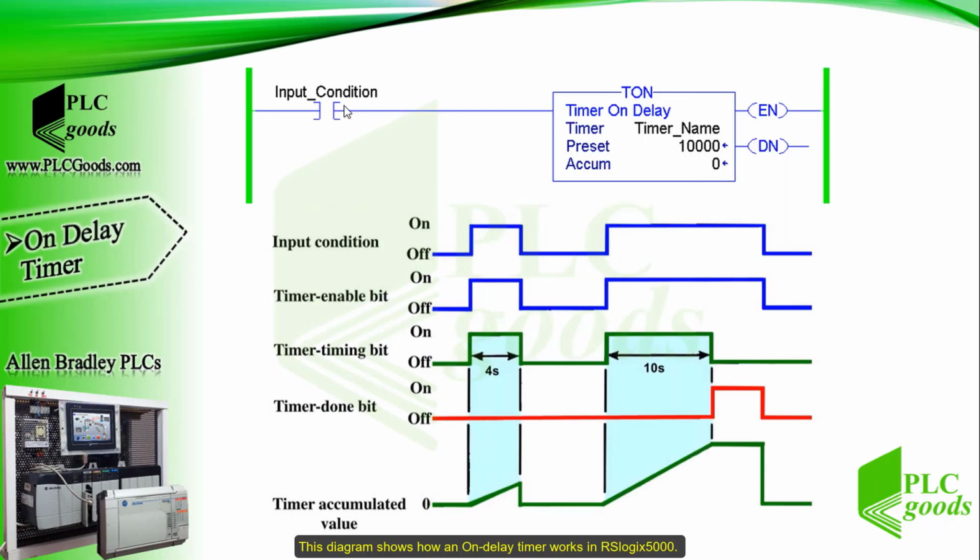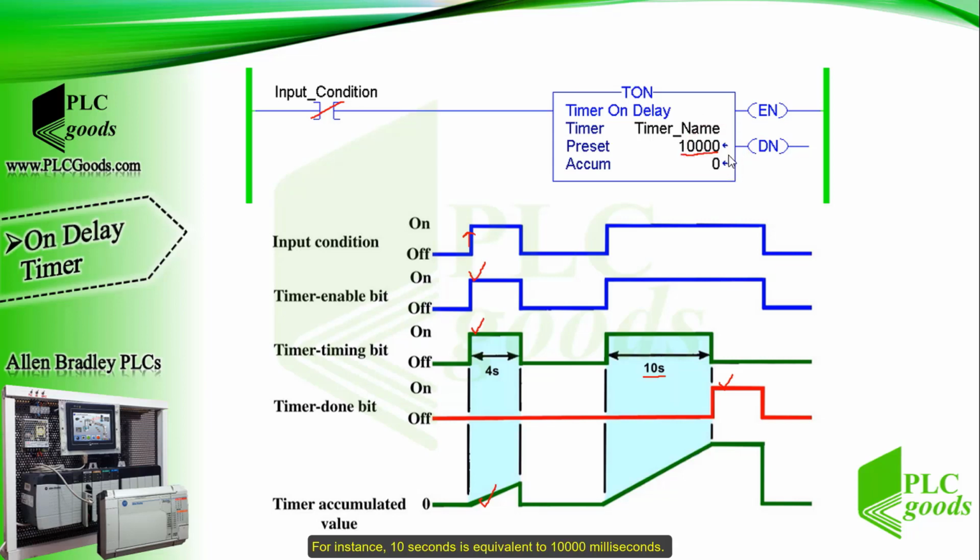This diagram shows how an on-delay timer works in RSLogix 5000. When we enable a timer, the PLC enables the enable and timer timing bits, and the timer starts its work. If the current time reaches the preset value, the done bit changes from 0 to 1. Note that the timer's time should be entered in milliseconds.